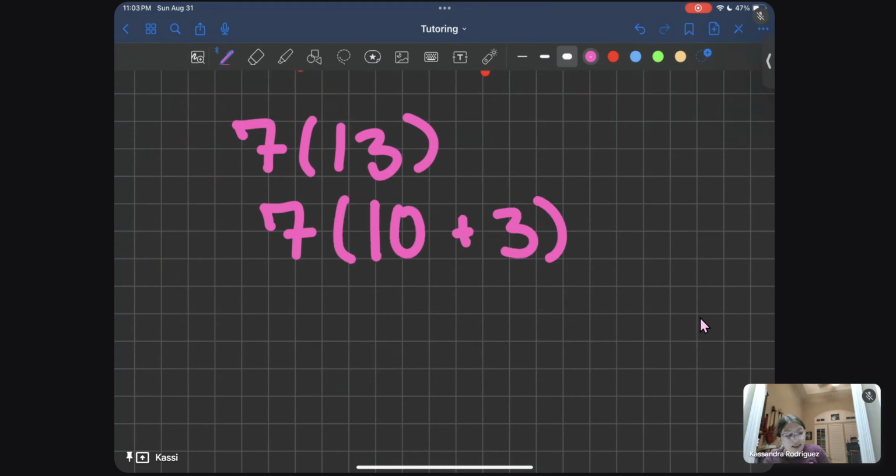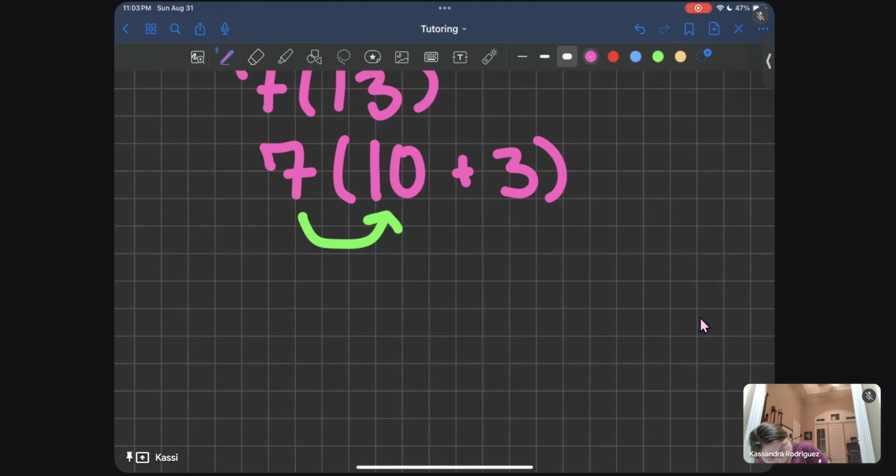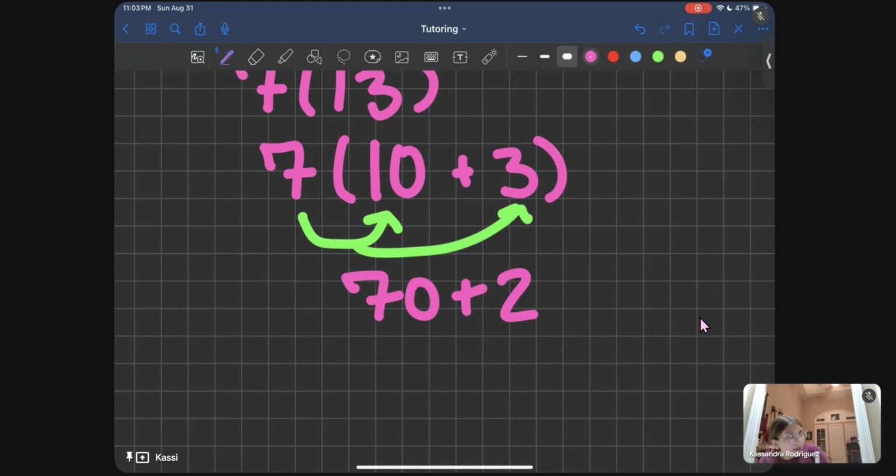So let's try to break this down. 7 times 10, 70, right? Plus 7 times 3, that would be 21, I think. So this would be 91. Now, if you're checking with a calculator, you will see that this is right. Isn't that so cool? You just used distributive property without even realizing it.